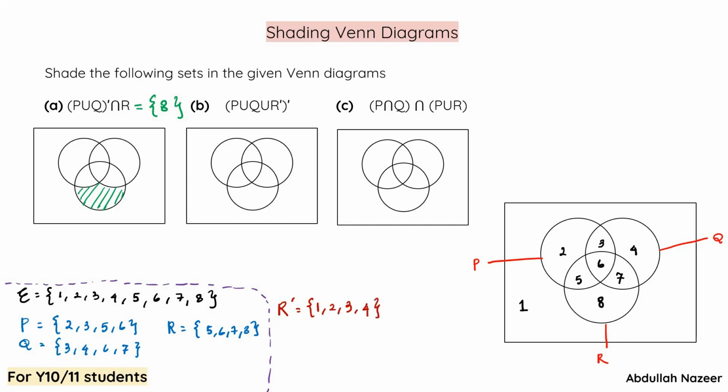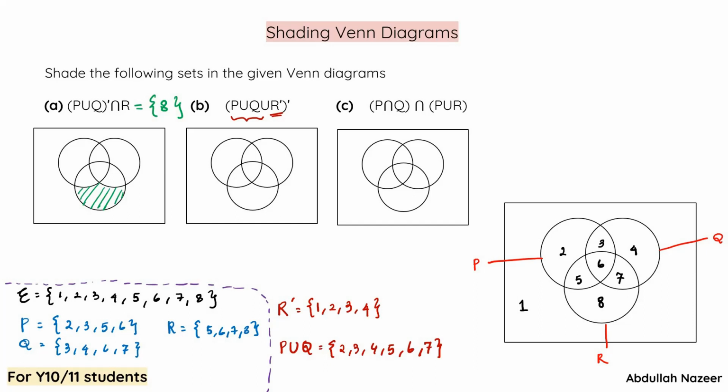So now we've found R complement. Now we need to find this part, P union Q. I think we already found it when we did question A, but let's write that down again. P union Q is everything inside P and Q put together, so that's 2, 3, 4, 5, 6, 7. Great. Now we have both individual portions of the set that we are looking for.